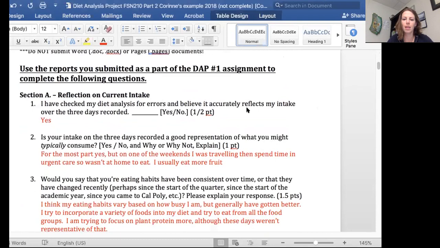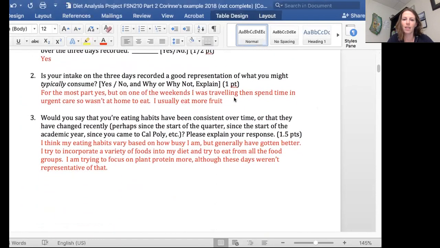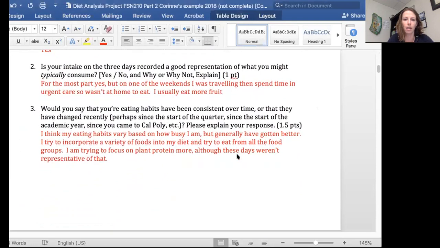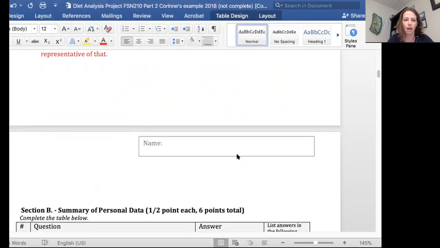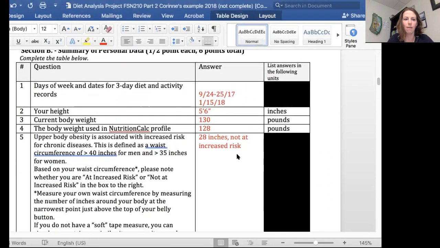So errors would be things like if you put that you ate 4 cups of butter or 10 tacos, or maybe you ate pasta but you only put 1 teaspoon, something like that. So look for errors and then write if this is something you typically consume or not. So you can see what I've written here. Have your eating habits been consistent over time? Have they changed throughout the quarter, etc.? And was your meal representative of that?